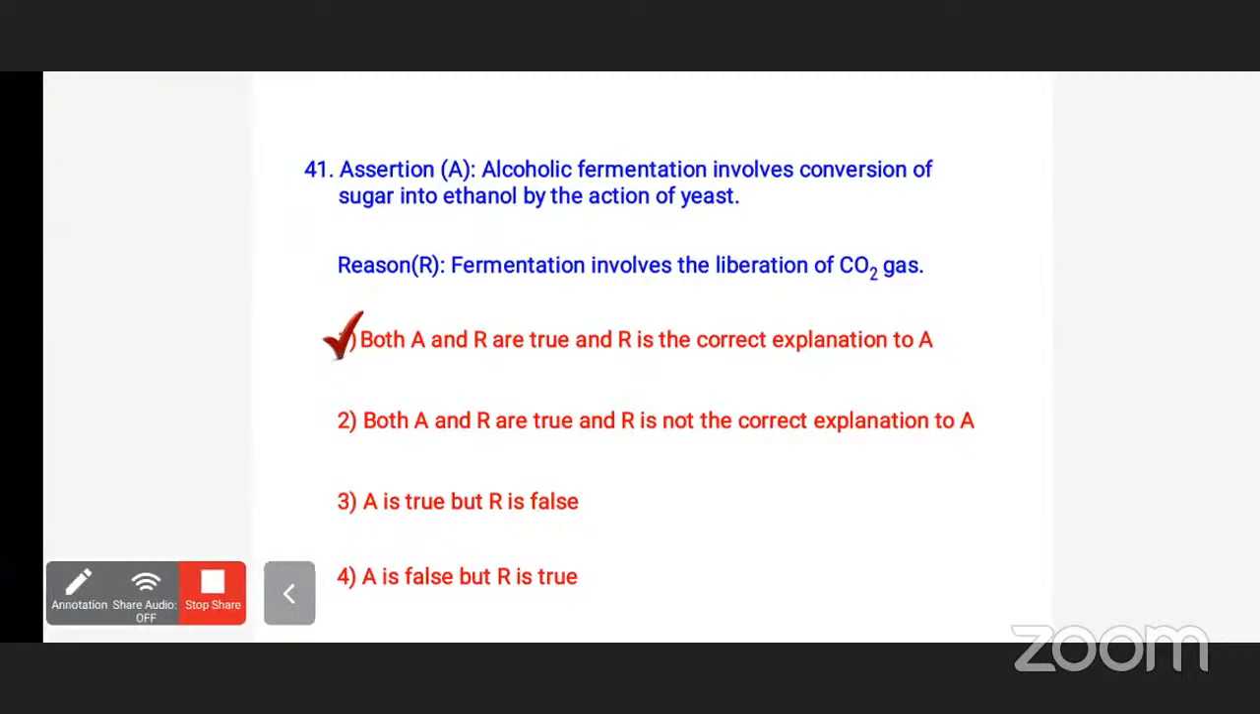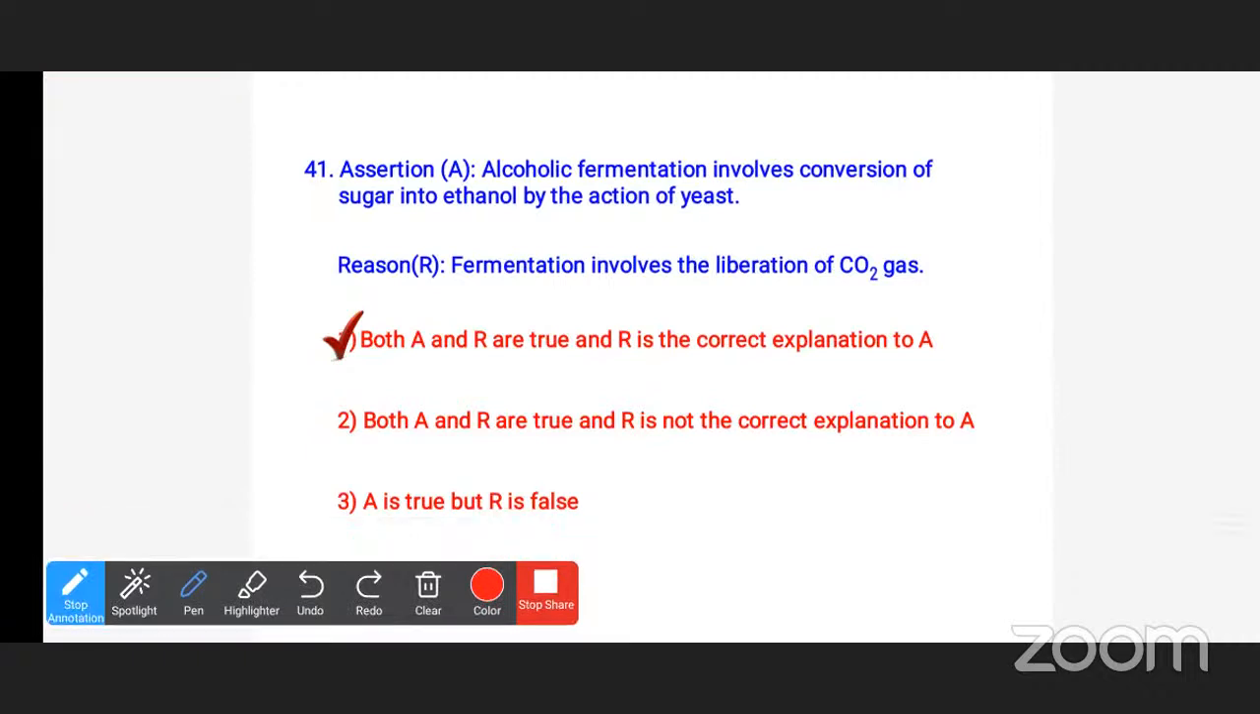Question. Assertion reason type question. Assertion: Alcoholic fermentation involves conversion of sugar into ethanol by the action of yeast. Reason: Fermentation involves the liberation of CO2 gas.